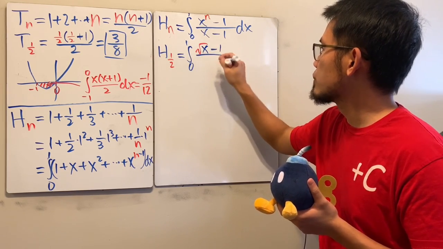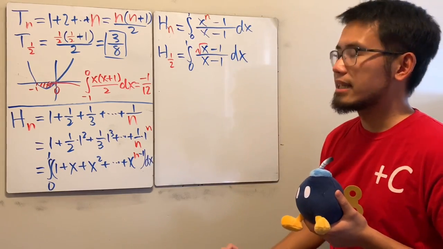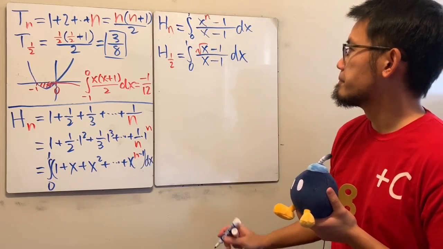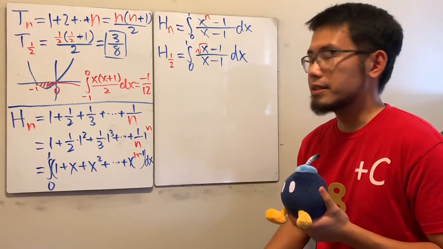And then this is minus 1, and then you have x minus 1, and then you have the dx like this. So that's pretty good. All right, now let's see, how can we integrate this?